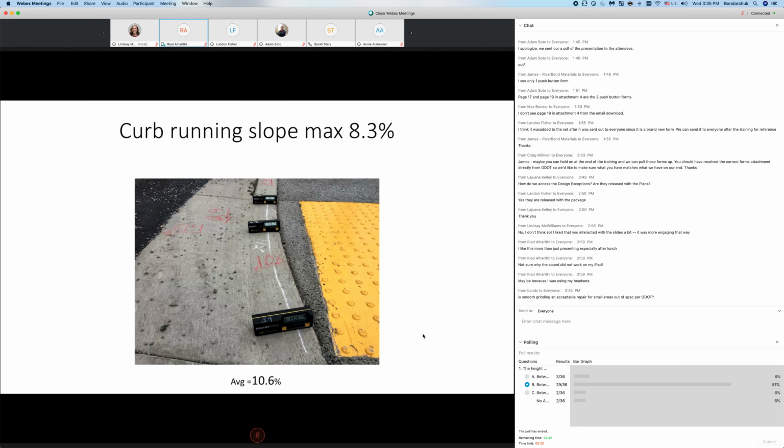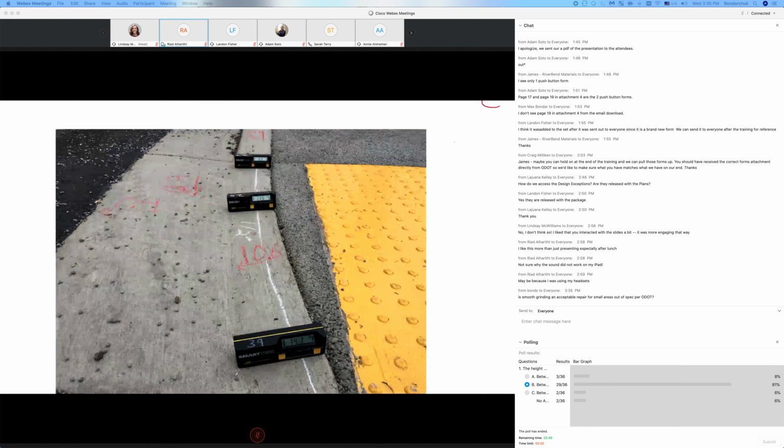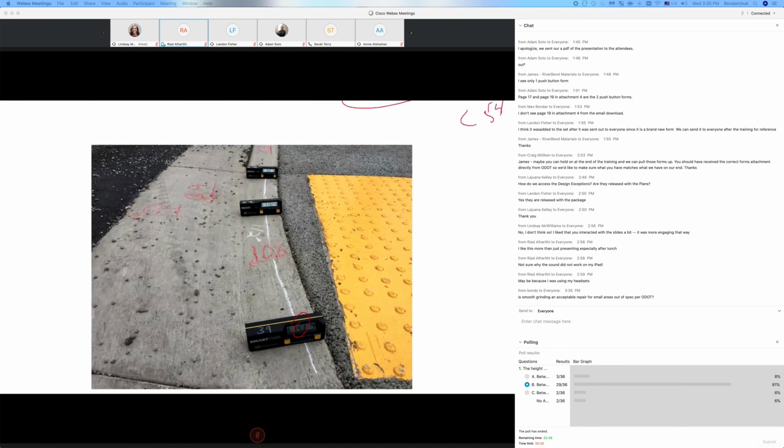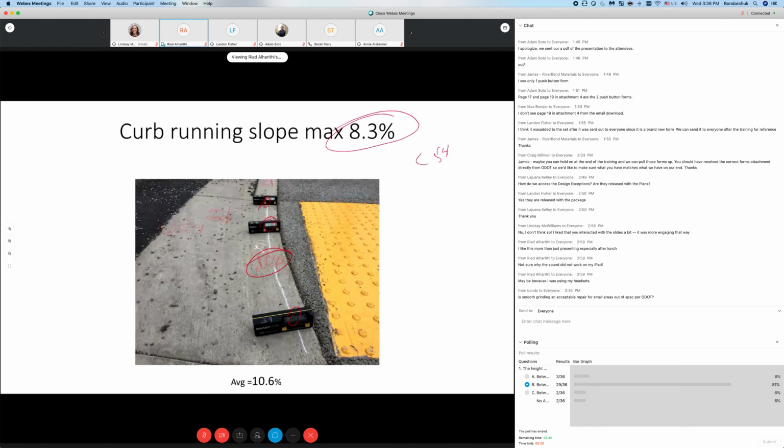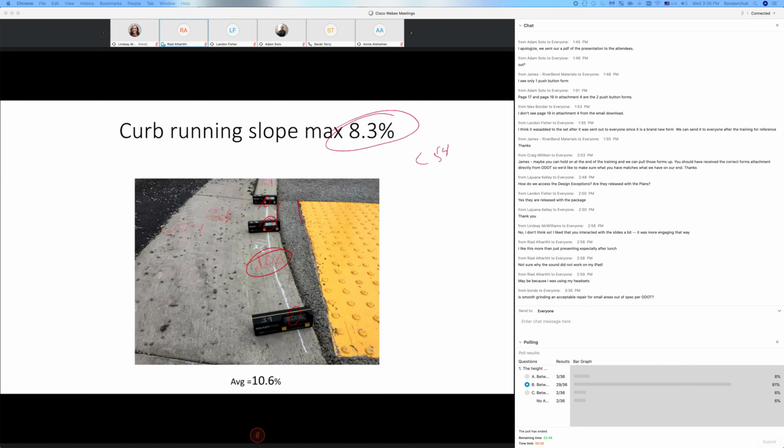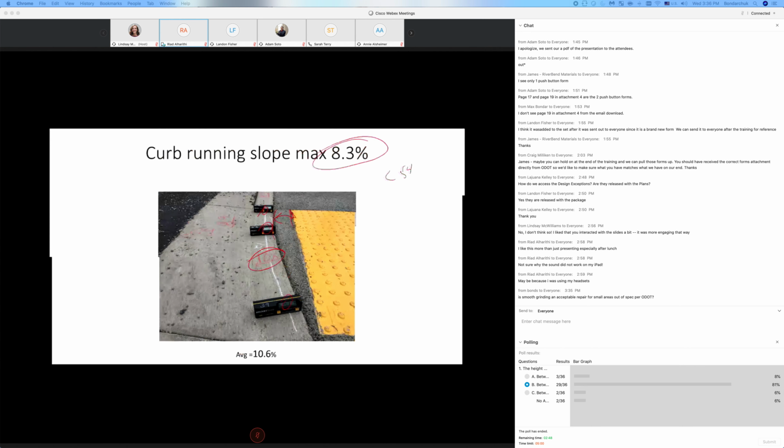Curb running slope, the max is 8.3, unless you are on a directional curve, then it should be less than 5%. So here, on a curb ramp, when you average them, the curb running slope seems to average 10.6. You have 14, 11, and 6. The average is 10. That is a fail. And I can see you have another reason to fail here when you have this more than 2 inch.